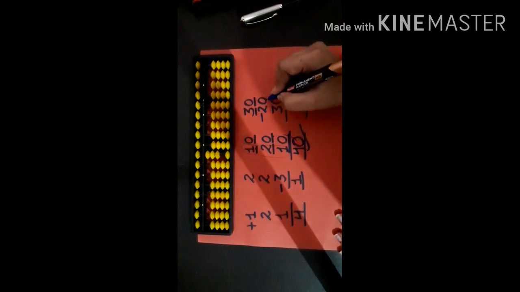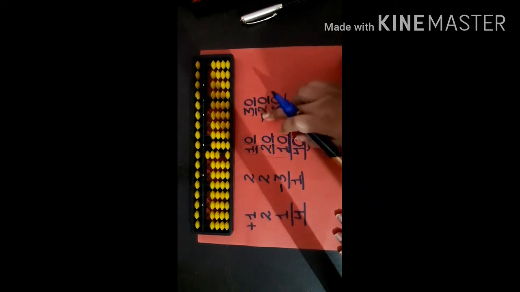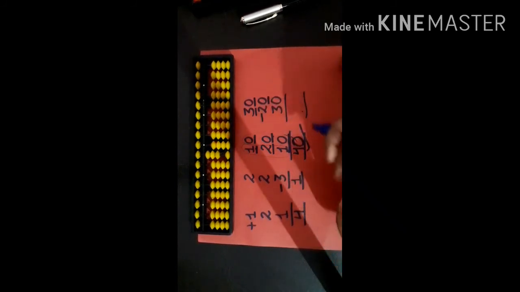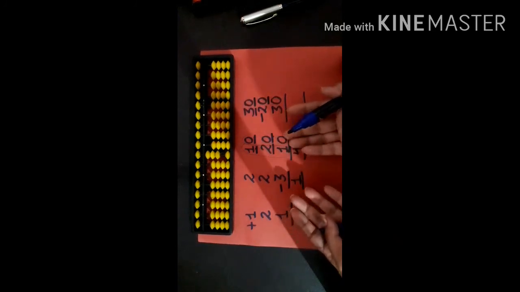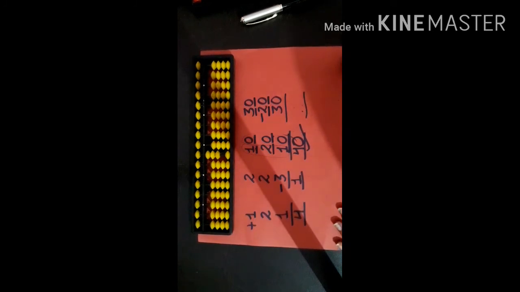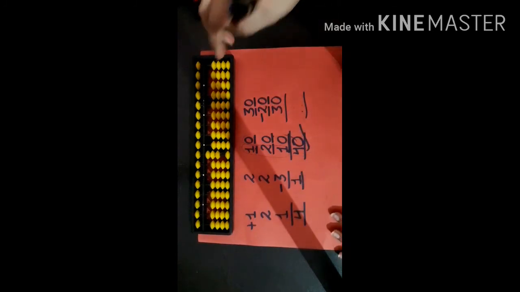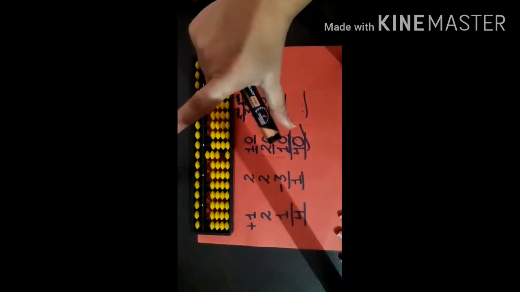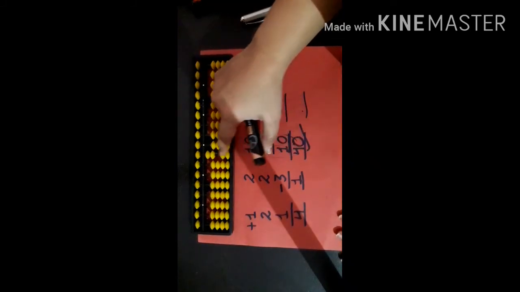Now your first number you have to minus. Minus 0. 0 means nothing, so nothing you have to do. Second number is minus 2. Minus 2 means you have to minus the 2, means subtract. Minus means down, so 1, 2.